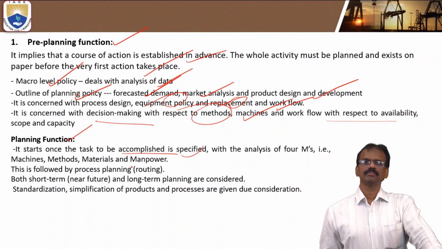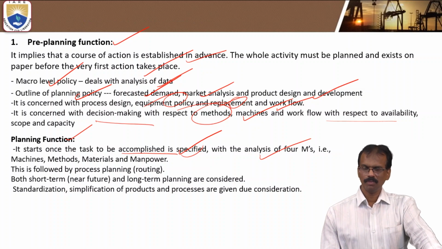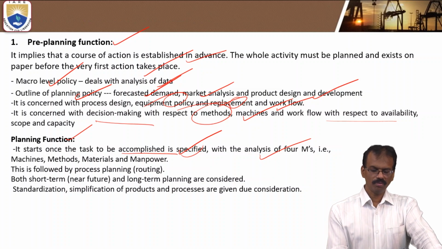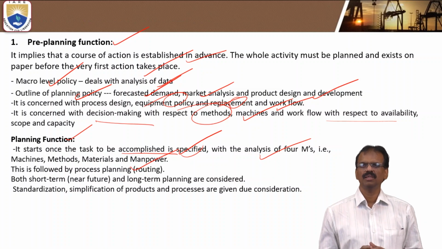So it starts, once the task to be accomplished is specified, with the analysis of resources, that is, resources of manpower, machines and methods, and materials also. This is followed by process planning, the routing system. So, detailed planning of the utilization of resources.